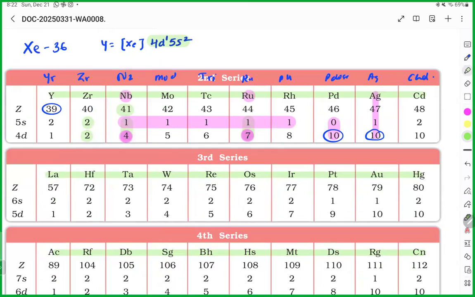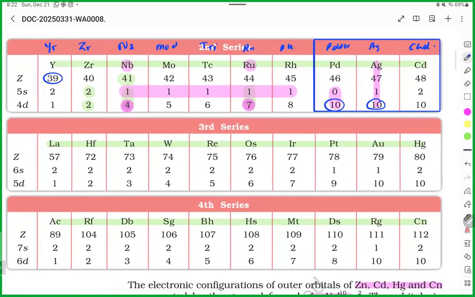In case of 4d, that's why you will see in the last three elements only one concept is applied: fully filled d orbital. Okay, fully filled d orbital. Understood? Yeah, sir. Any doubt, guys? No, sir.